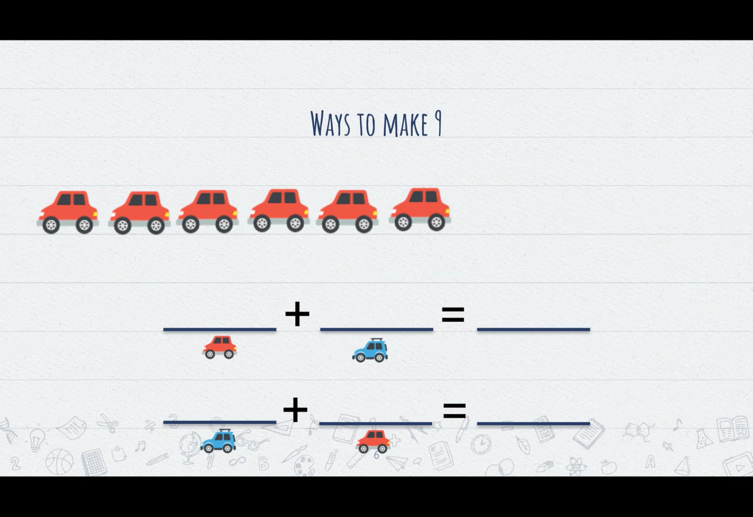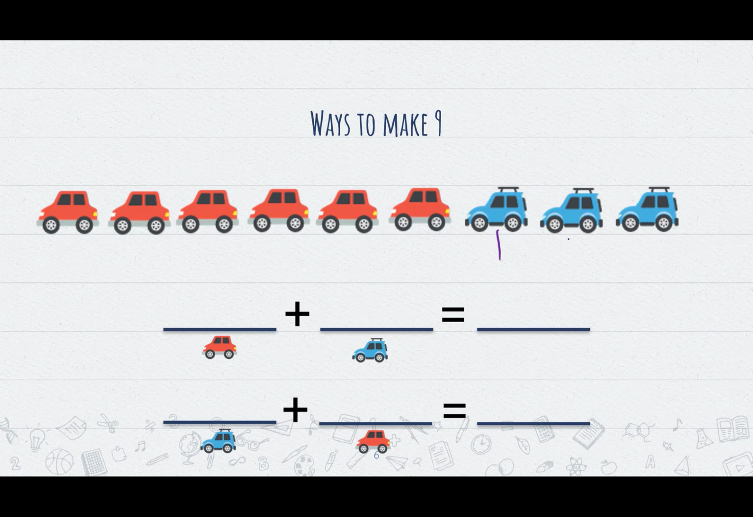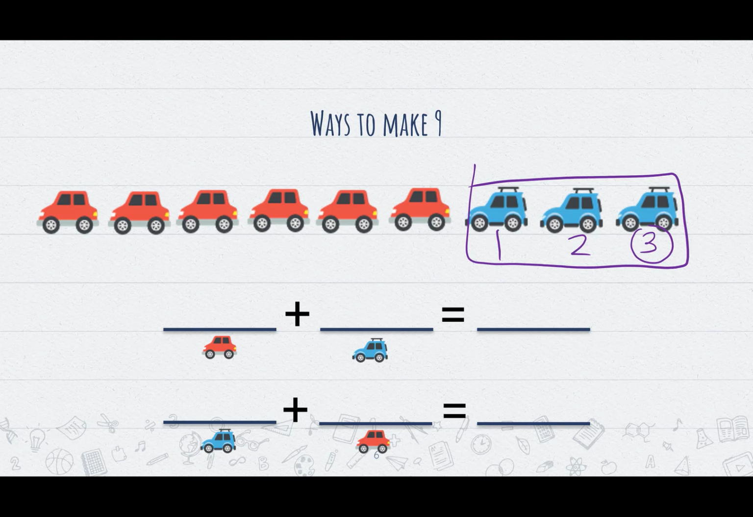Our next way, I'm going to count up our groups. I'm going to count my blue cars this time first. 1, 2, 3. So I have 3 blue cars. Circle my blue cars. And then I'm going to count my red cars. 1, 2, 3, 4, 5, 6. I have 6 red cars.